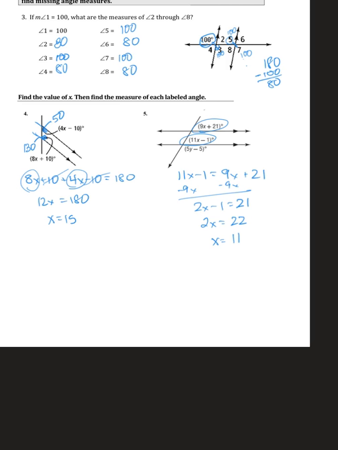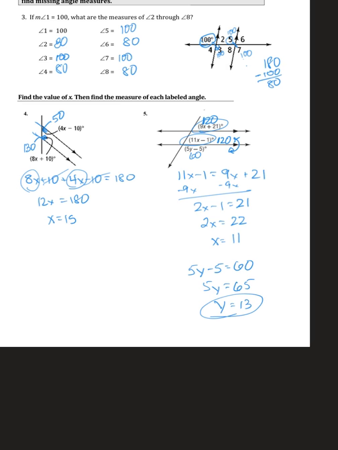And then you plug it back in. So 9 times 11 plus 21 is 120. 11 times 11 is 121. Minus 1 is 120. Now, these 2 angles right here make a straight line, and we know a straight line is 180 degrees. So 180 minus 120 tells me this bottom angle is supposed to be 60. So 5y minus 5 equals 60. Add 5 to both sides, 5y equals 65. And then divide, and you get y equals 13.